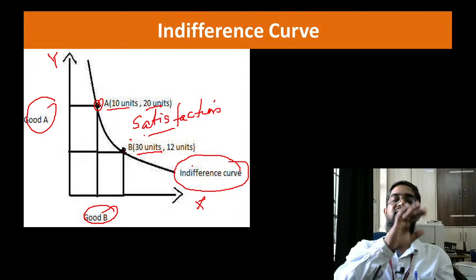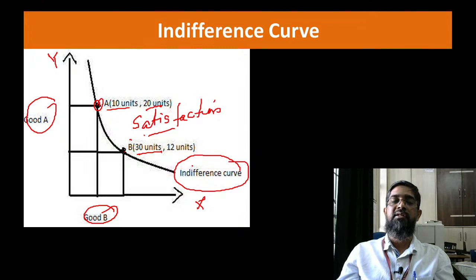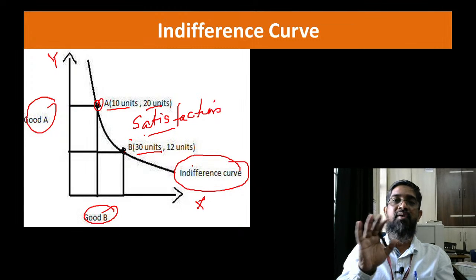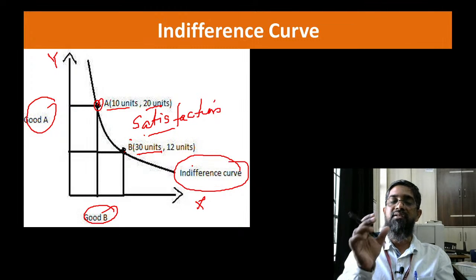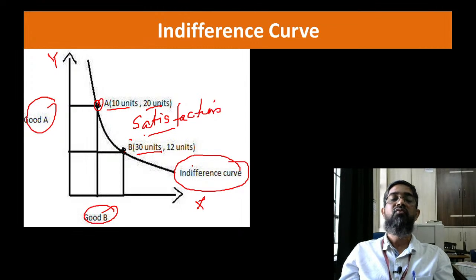First one you have studied cardinal utility, that means measuring utility in absolute terms, quantifying it. Whereas in indifference curve, we are not measuring exact quantity, but we are comparing the utility from different combinations of two commodities. Okay, that's what is shown here in case of indifference curve.